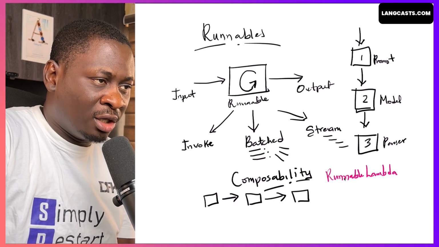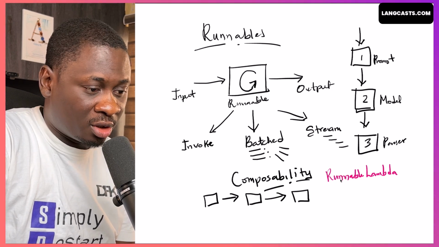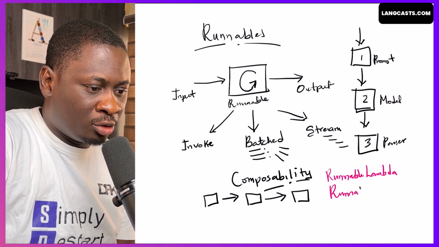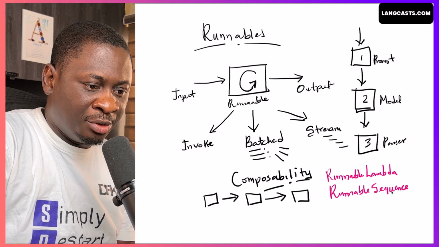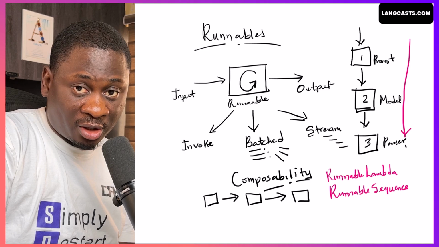So you're not just stuck with the runnables that come with LangChain out of the box. You can actually build your own runnables. You can also run runnables in sequence using RunnableSequence. You can build a sequence of runnables. For example, this entire process is a sequence of runnables.